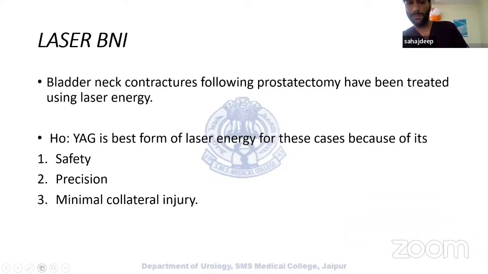Laser used for bladder neck incision. Bladder neck contracture following prostatectomy has been treated using laser energy. Holmium YAG is the best form of laser energy for these cases because of its safety, precision, and minimal collateral damage.